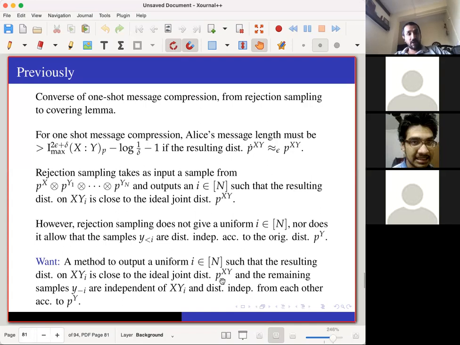So X and Y_I have become correlated according to the joint distribution, but the other guys should remain independent of X, Y_I. They should also be distributed independently of each other according to P_Y. So these are rather stringent looking requirements. All that this procedure has done is output a uniform index and managed to correlate X to Y_I, the ith guy out here, according to the ideal distribution, and the others are basically left untouched. So this is what we want, and this is what we're going to do. Any questions on what we have done so far, the aims for today?